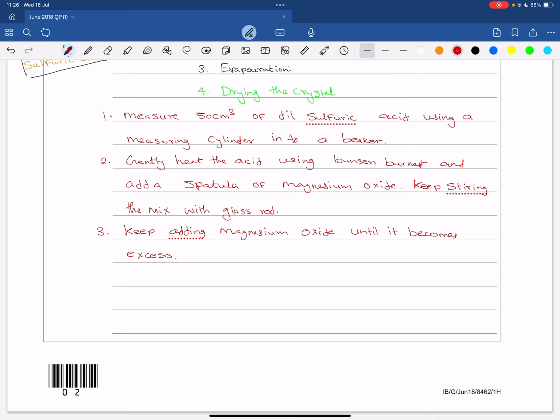So this step is very, very important. The key word they expect here is excess. You must add magnesium oxide or any base in excess to make sure all the acid has been neutralized.